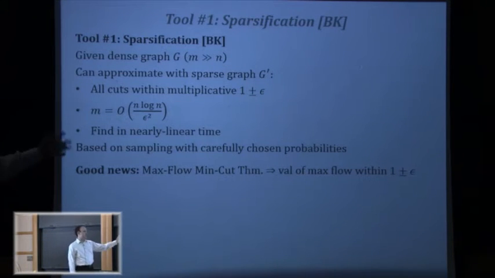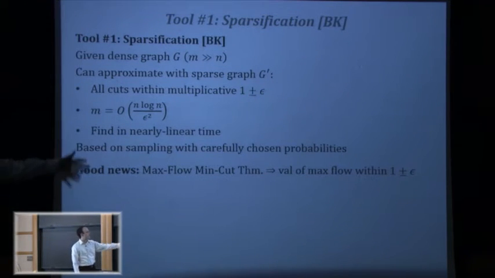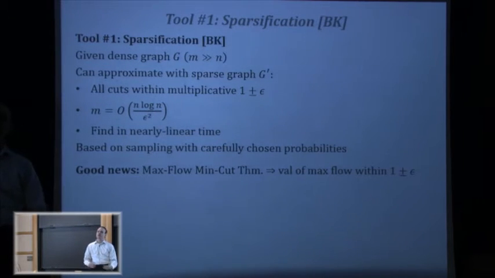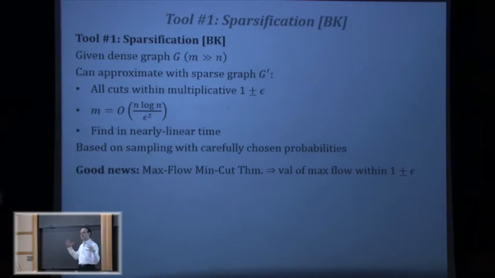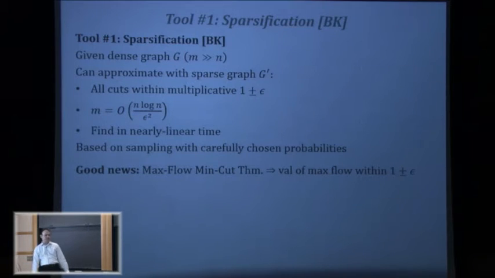Now, the good news on this was that, by the MaxFlow min-cut theorem, if I get all the cuts in a graph right, you get all the flows right. So if I were to take this much sparser graph and solve MaxFlow on it, the value of that new flow will be within a 1 plus or minus epsilon of the value of the flow on the original graph. So if I were to say to you, you want to approximate the value of the MaxFlow on a graph, this says that more or less if you're willing to tolerate some 1 plus or minus epsilon, then you can basically pretend all graphs are sparse and turn your m's into n's.